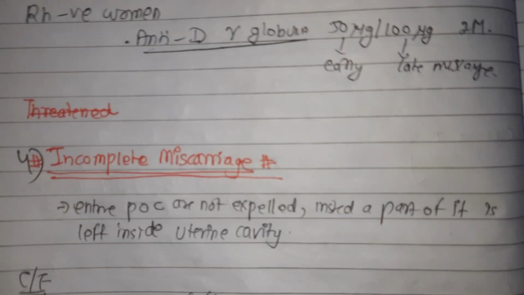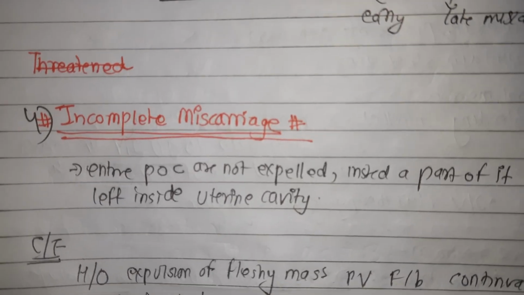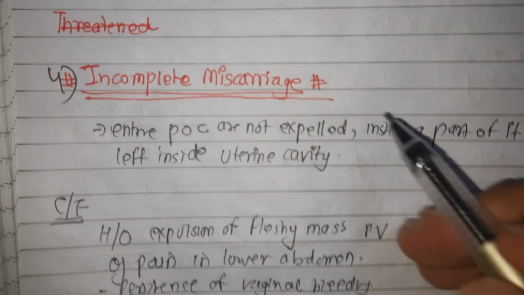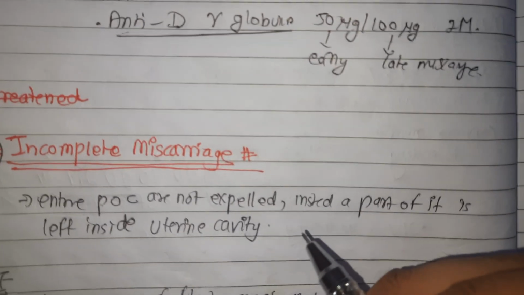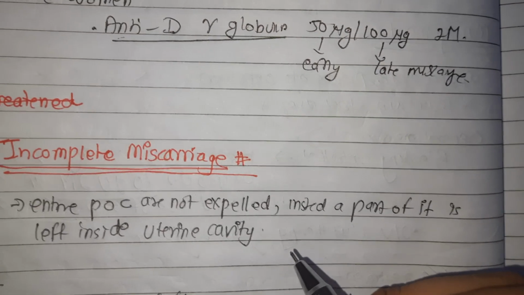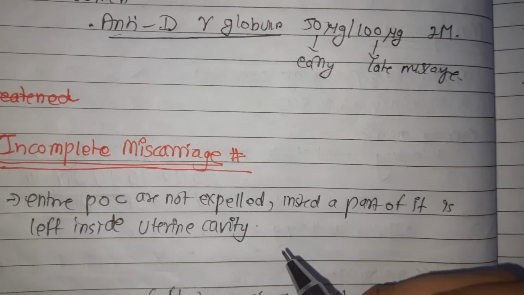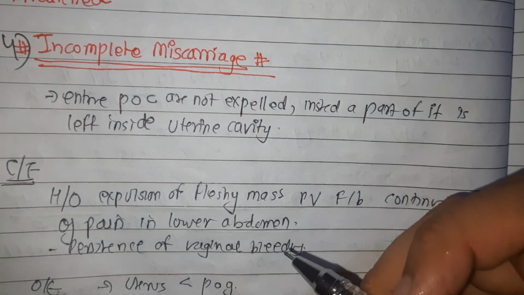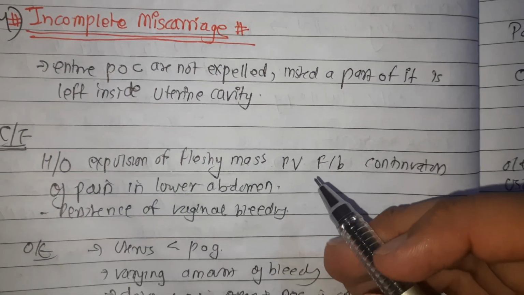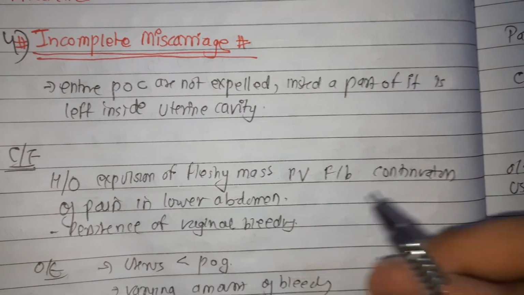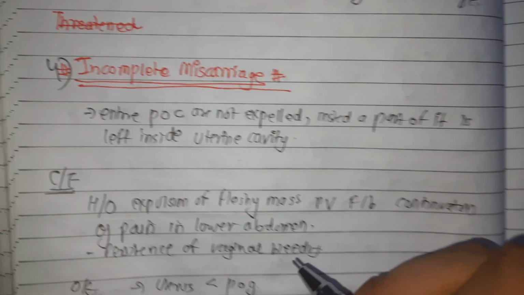Now we will talk about incomplete miscarriage. It is the miscarriage where the entire product of conception is not expelled. Instead, a part of it is left inside the uterine cavity, and it is called incomplete miscarriage. And this is the most common type seen among women hospitalized for miscarriage complications. The clinical features include a history of expulsion of fleshy mass, but here it is followed by continuation of pain in the lower abdomen.